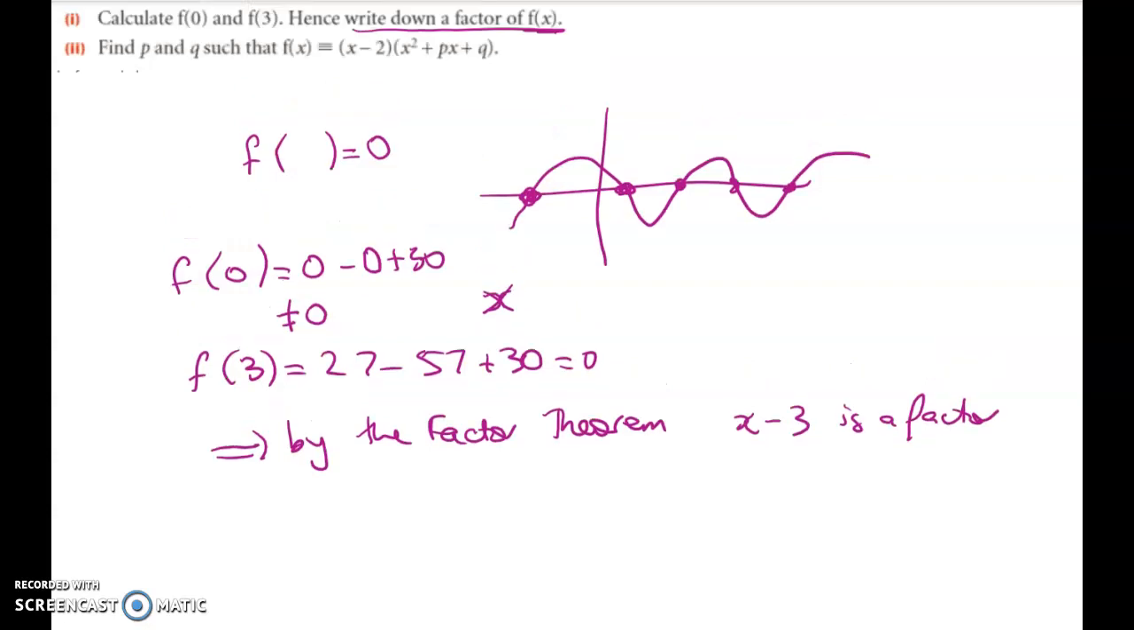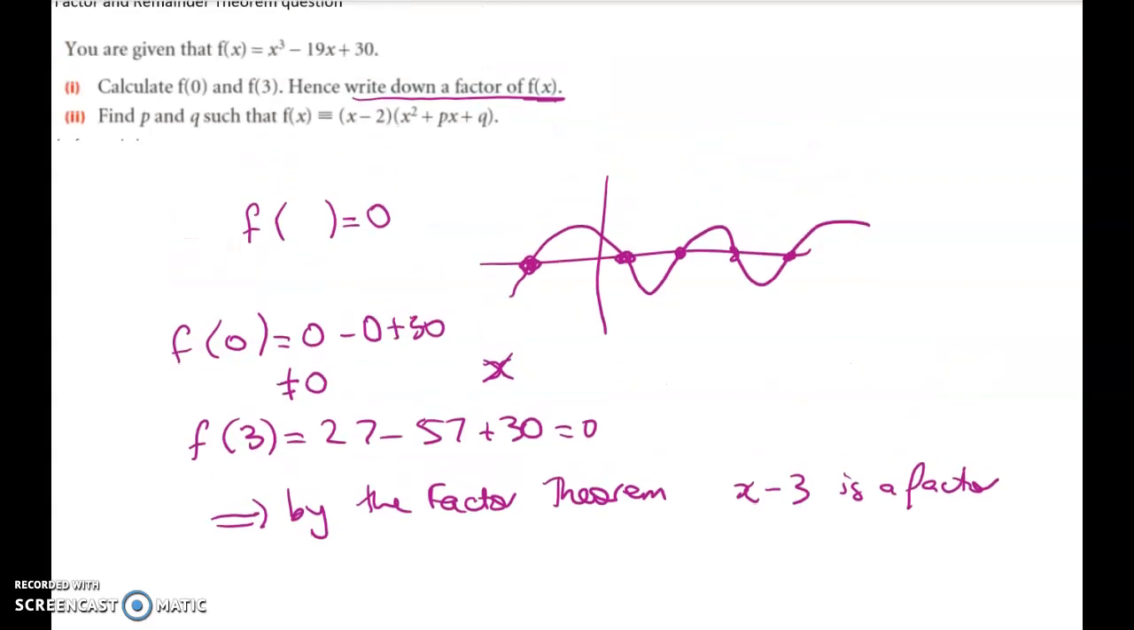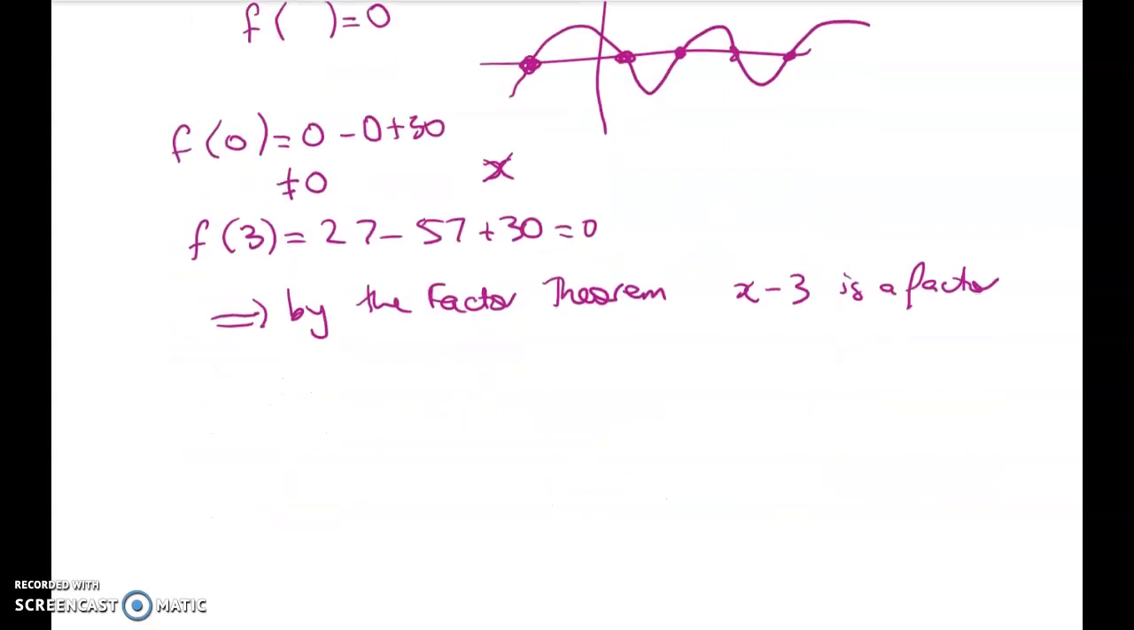This is good because in the next question we're asked to find p and q such that f of x is equal to this. Now, if we hadn't had that bit, we could have just got on and done that anyway, either by matching or by long division. But because we've got 2 of the 3 factors, it's going to be pretty straightforward.